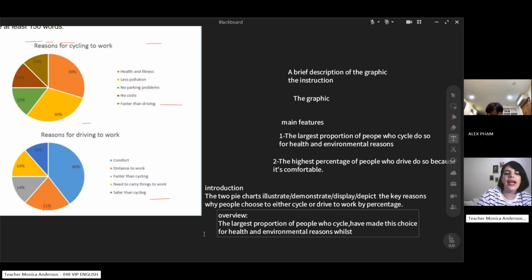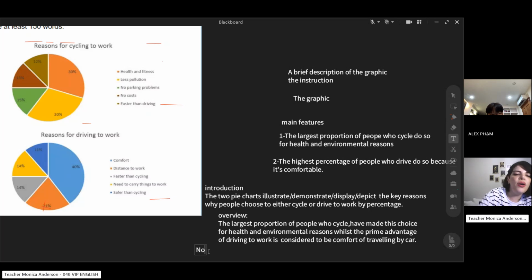Whilst or while the most important reason, the prime advantage, the first advantage of driving to work is considered to be comfort of traveling by car.